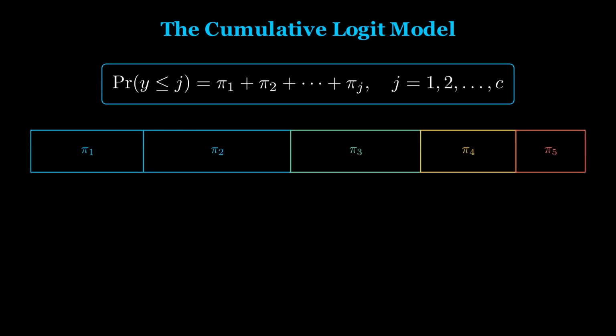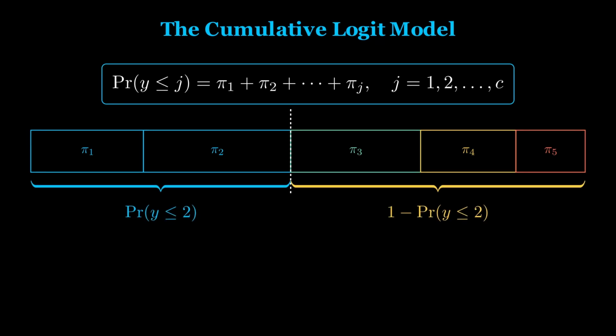Picture the 5 ordered categories laid out as a bar, where each segment's width is that category's probability. The full bar has total probability 1. Choosing a value of j amounts to slicing that bar at 1 point. Everything to the left is the cumulative probability of being at or below category j. Everything to the right is 1 minus that.